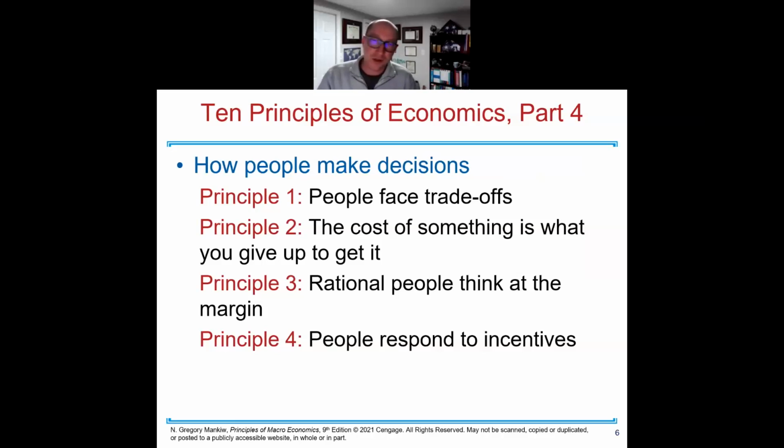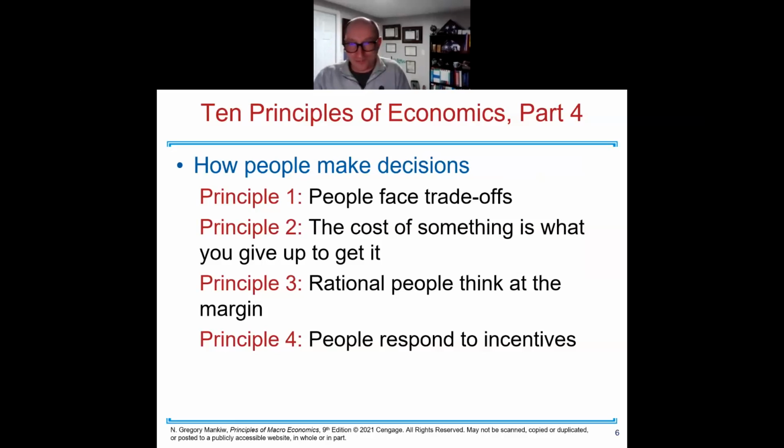Principle 2, the cost of something is what you give up to get it. We call that an opportunity cost. For example, you're here in class rather than being at work. The trade-off is your hourly rate, right? What you gave up to get it. Principle 3, rational people think at the margin. What this simply means is that people tend to think at the limit. We always look at limits, right?